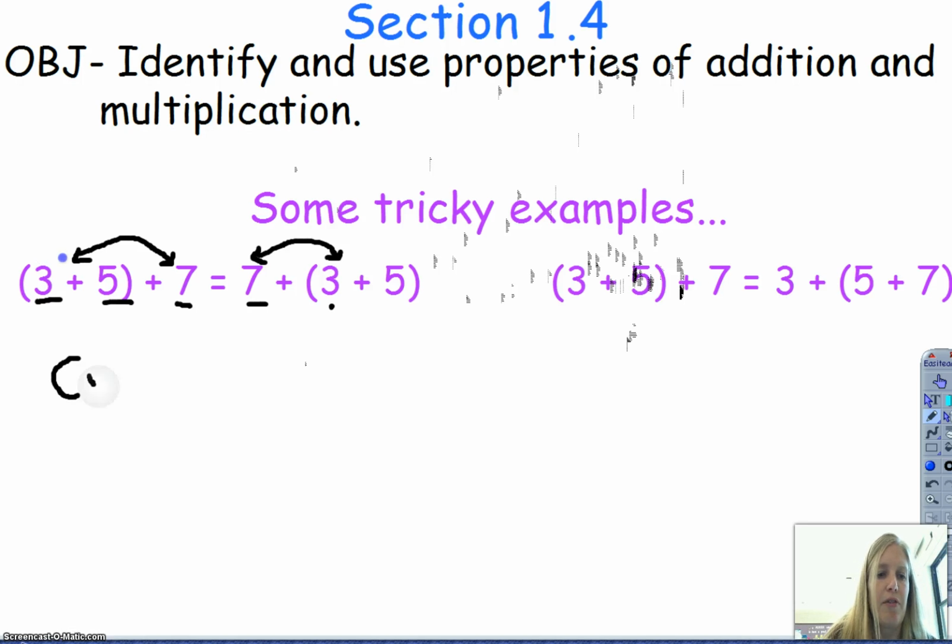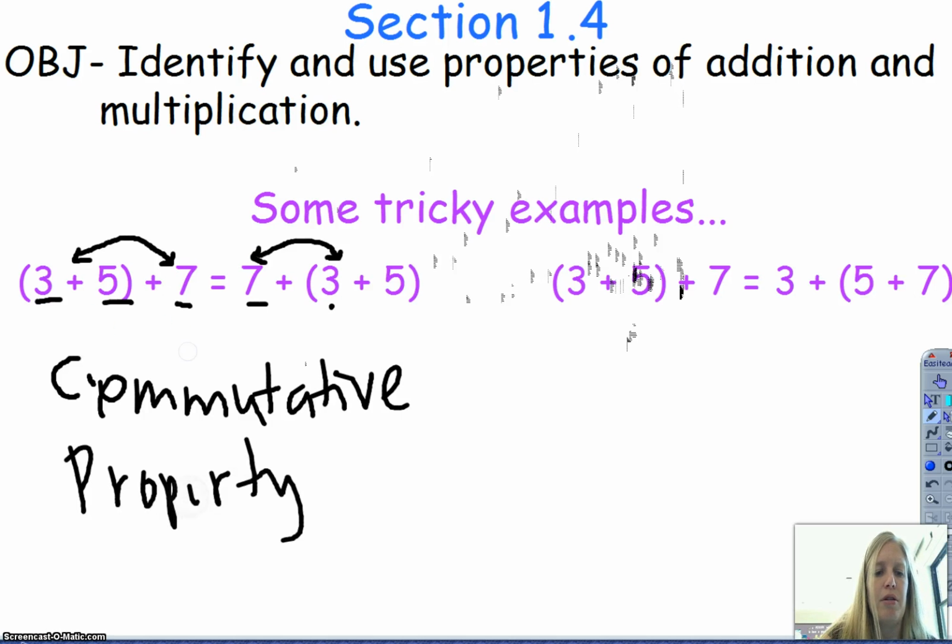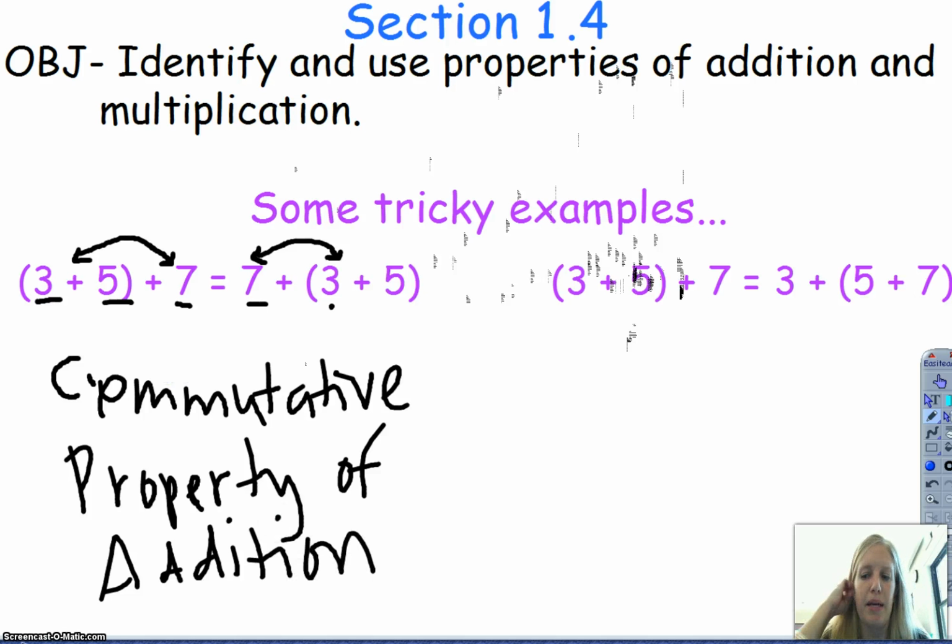Let me see if I can write with my finger because my pen is not working. Sorry. Commutative property of addition. Sorry for the handwriting, the pen is not working at the moment. For the next one, we have 3, 5, 7 and 3, 5, 7. So here, the order does not change. The only thing that changes is the grouping symbol.